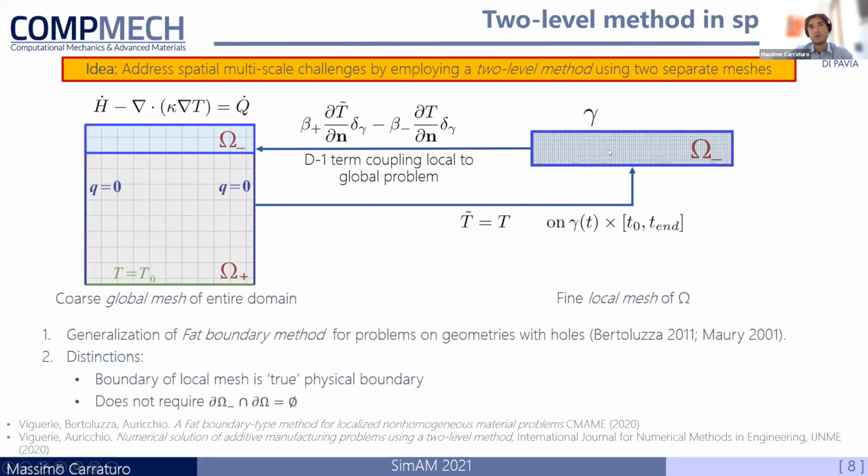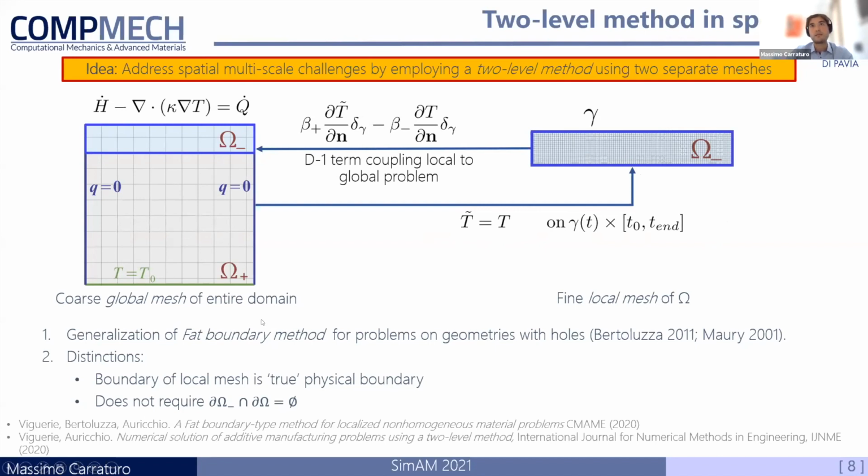Whereas the local solution is coupled with the global problem by means of this d-1 term, which is introduced in the strong form of the problem, and where we basically impose the continuity of the heat fluxes at the boundary of the local domain omega minus.